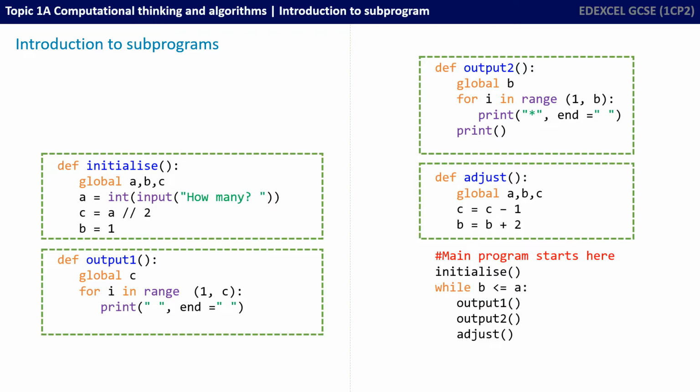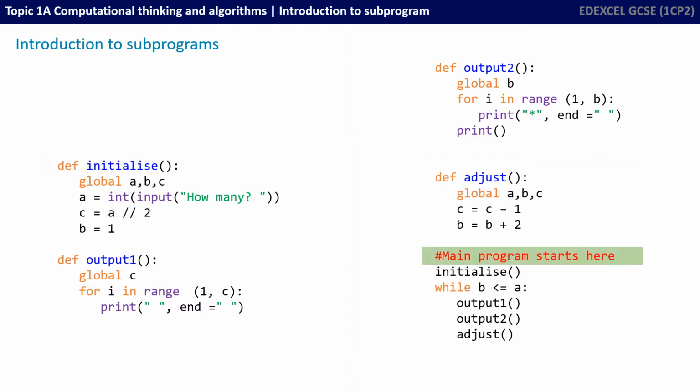But here we can see four subprograms, and in Python they start with the word def followed by a name. So we have the subprogram initialize, output 1, output 2 and adjust. You'll see the actual main program starts towards the end underneath all the subprograms.